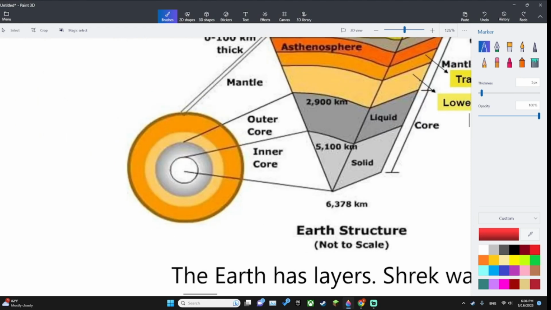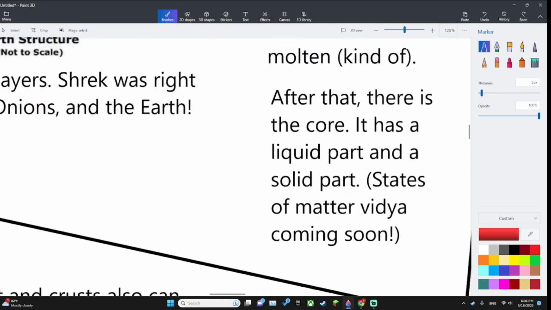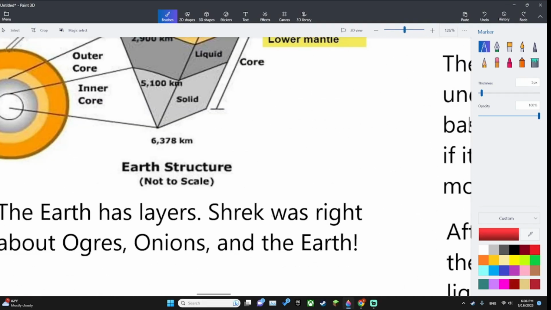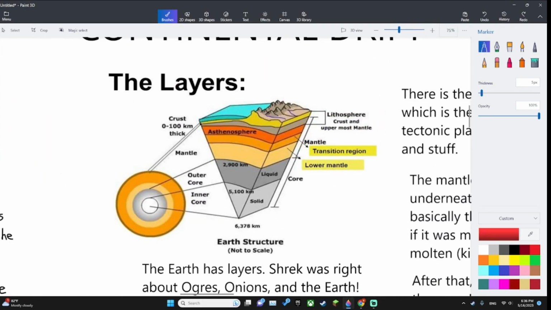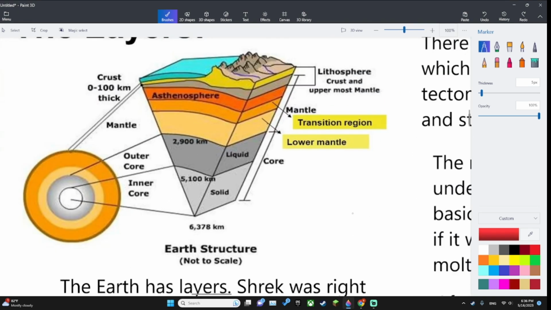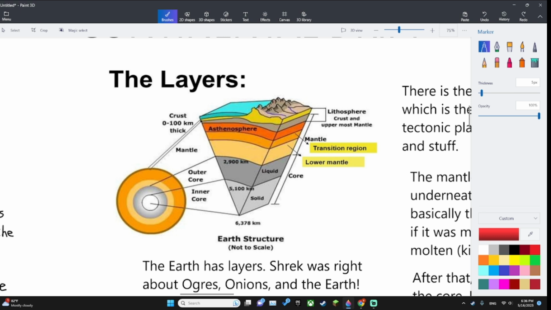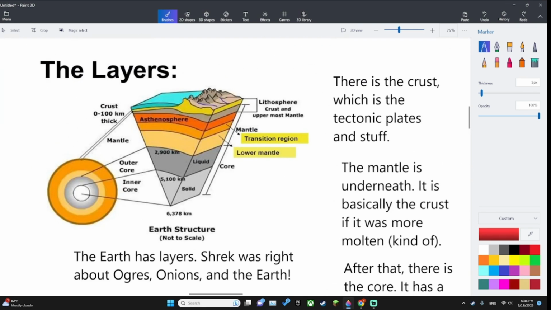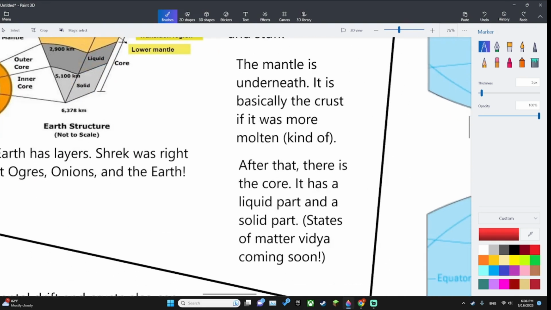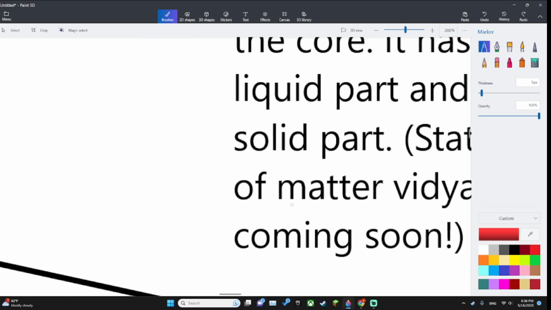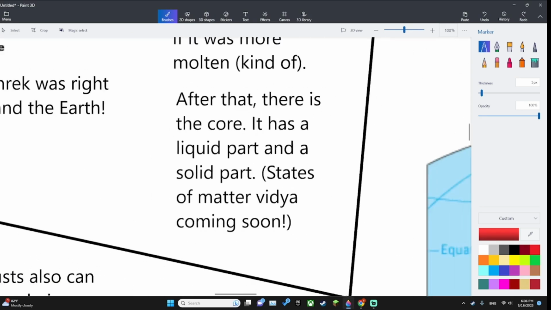After that, there's the core. It has a liquid part and a solid part. But why is it solid? Because the pressure that deep inside the earth is so high that the liquid solidifies. Liquids, solids, gases, those are states of matter. States of matter video coming soon. I don't know, maybe.